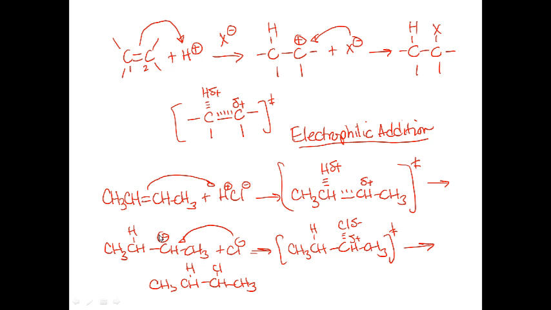Okay, but now let's make this a little bit more difficult. So let's take and make the alkene unsymmetrical by reacting this propene molecule with, let's make it HBr in this case. Okay. Now, I can actually get two different products for this reaction.